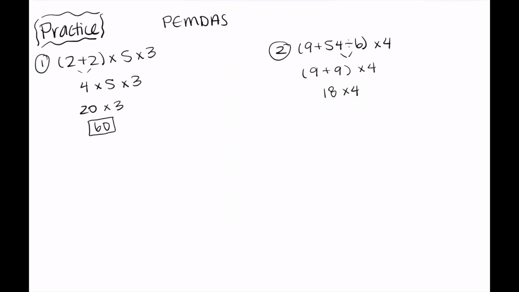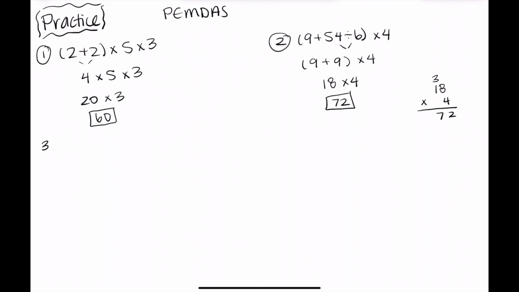9 plus 9 gives us 18. 18 times 4 we'll do on the side here. 8 times 4 is 32. Carry the 3. 4 times 1 is 4, plus 3, 72. So our answer for number 2 would be 72. Now we'll move on to number 3.